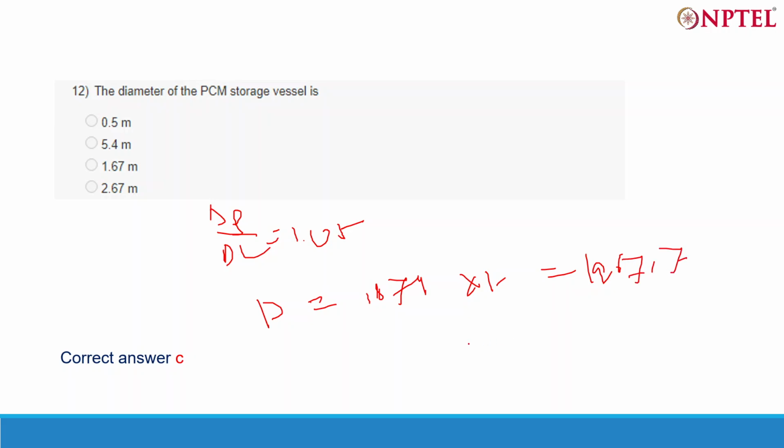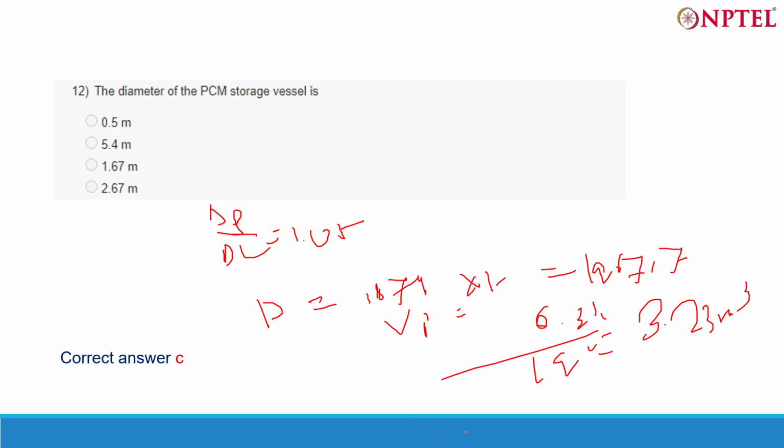Then volume occupied by phase change material is basically mass upon density. So mass you calculated in the previous step, 6.35 into 10 to the power 3, and then you divide it by density. So that comes out to be around 3.23 meter cube. Now volume occupied by tubes is basically 15% of the phase change material. So that comes out to be around 0.48 meter cube. So total volume will be this plus this, that is 3.71.